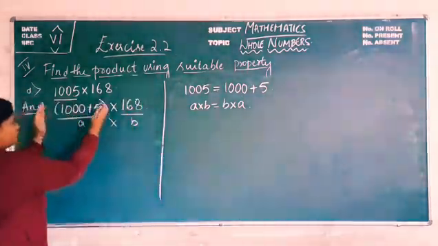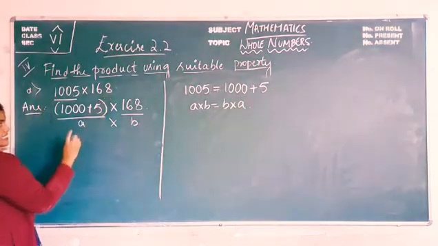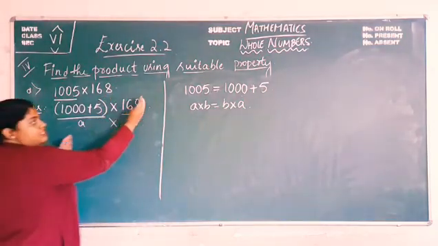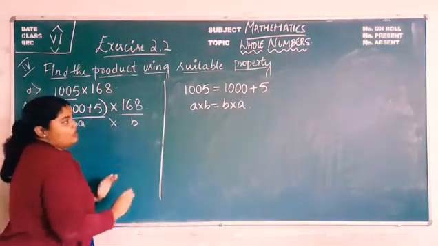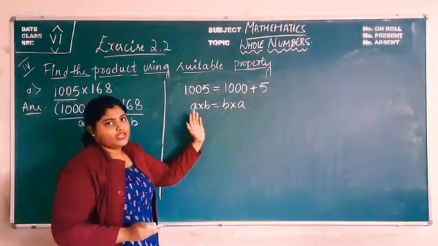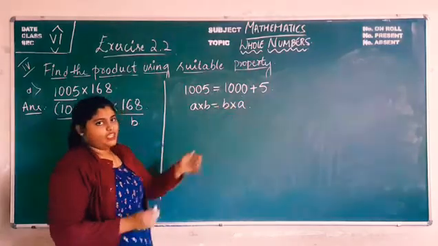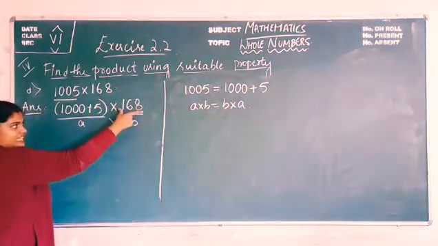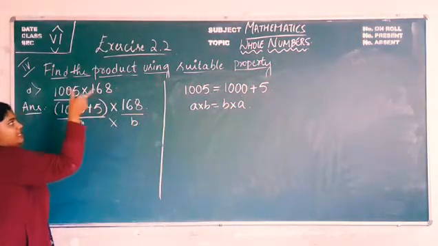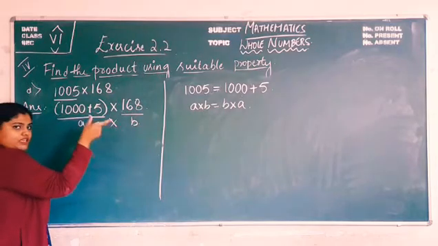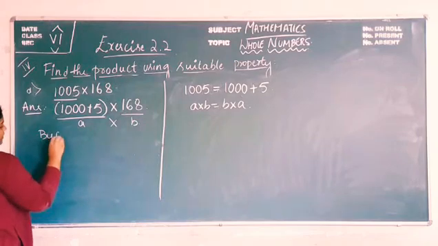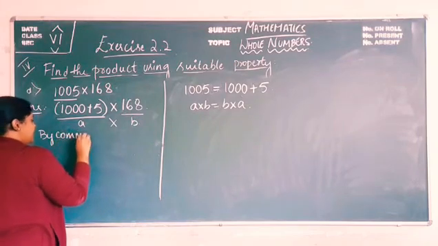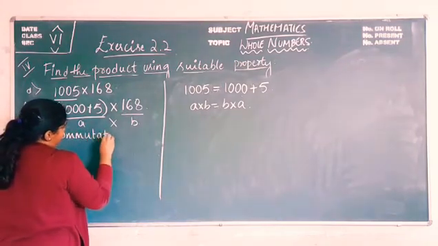So, if you consider this whole bracket as A into, and this 168 as B, now this is of the form A into B. While learning the commutative property, I told you that A into B is equal to B into A. So what I'll do is first write 168, then I'll write 1000 plus 5. By which property? Yes, commutative property.